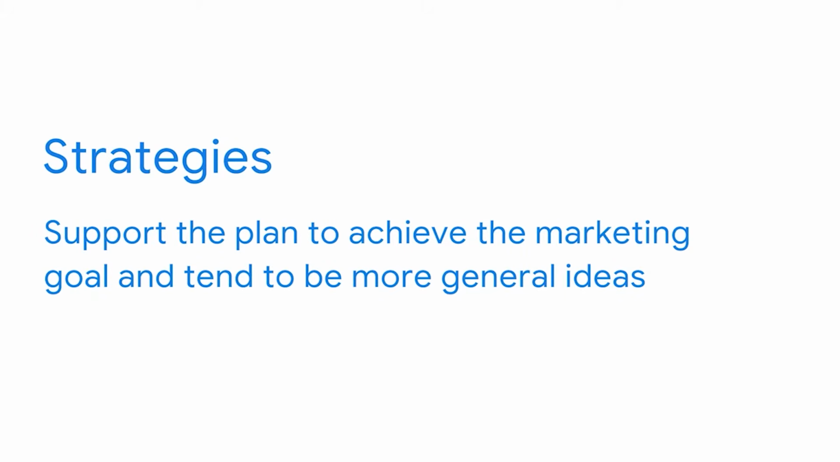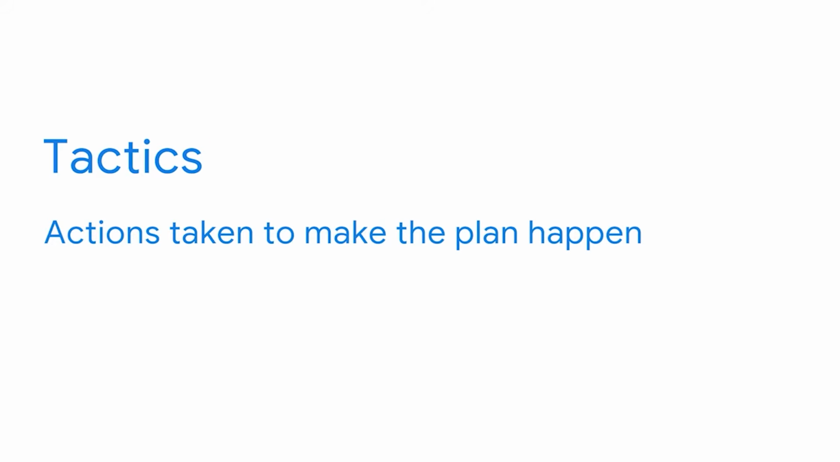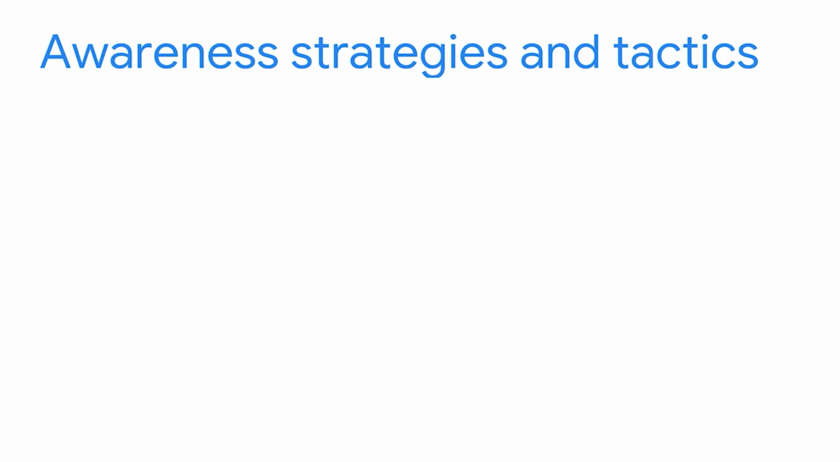Let's quickly go over the difference between strategies and tactics. This is an important marketing concept. Often you'll find marketers using these terms interchangeably. However, for our purposes, strategies support the plan to achieve the marketing goal and tend to be more general ideas. Tactics are actions taken to make the plan happen. For example, social media marketing would be a strategy. It's a general idea. And actions on social media would be the tactics. These support the strategy. Here are some strategies and tactics to build awareness.